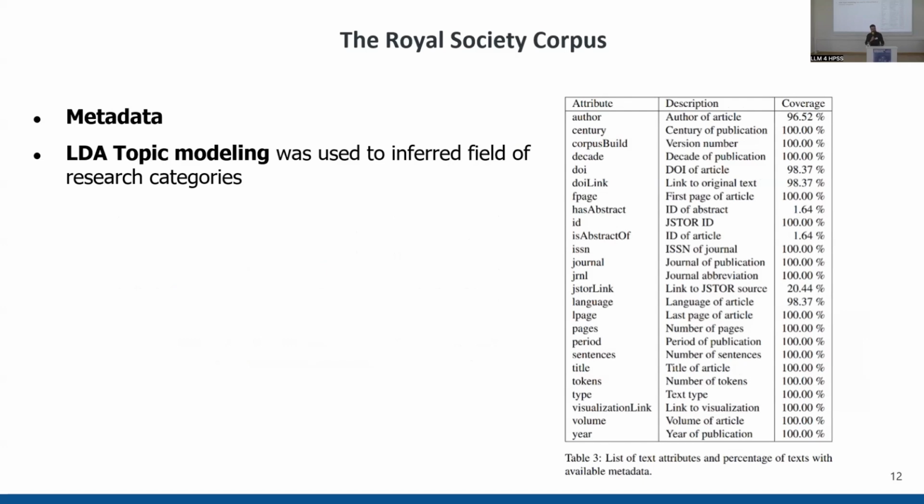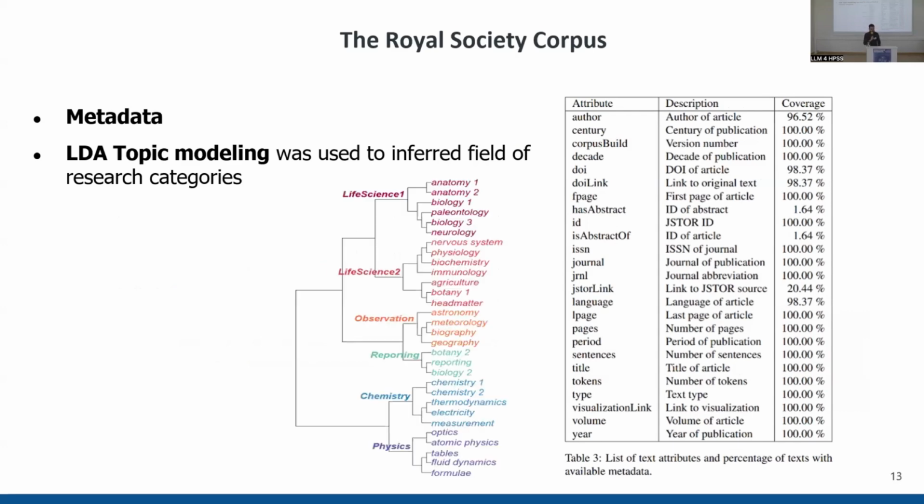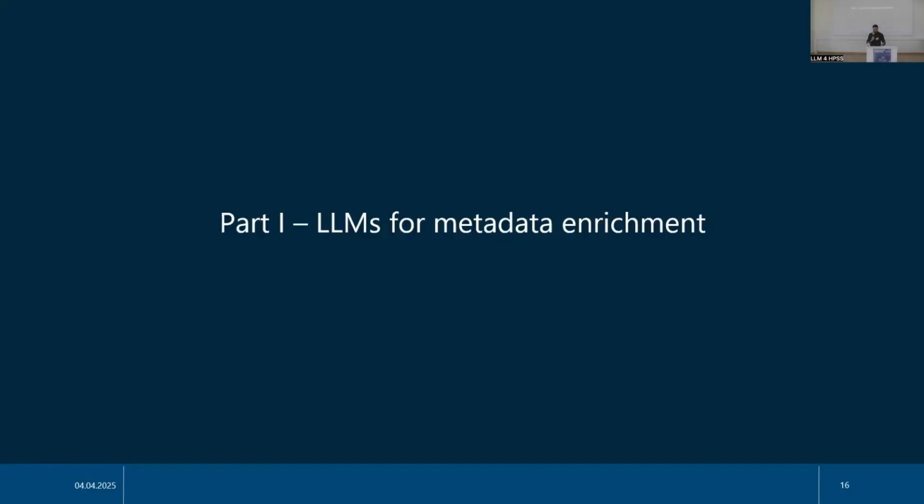But in a previous study, there was an LDA topic modeling trying to define disciplines and classify the different papers. You can see here what LDA gave us, and you can see that it somehow mixes disciplines, subdisciplines, and also types of text. You see observations and reporting. We wanted to use LLMs to improve that and to have even more metadata.